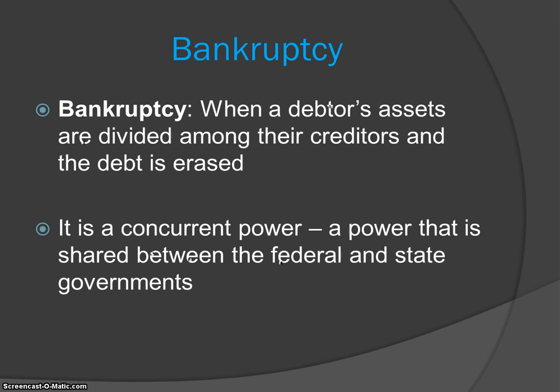Bankruptcy is another power. Bankruptcy occurs when a debtor, someone who owes someone else money, has their assets, like their house, their cars, their businesses, their goods that they own, split up, divided, and given to their creditor, the person that they owe the money to. And then their debt is erased. Even if they can't pay the whole debt back, it still goes away.